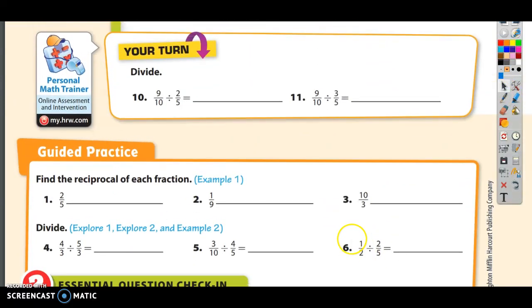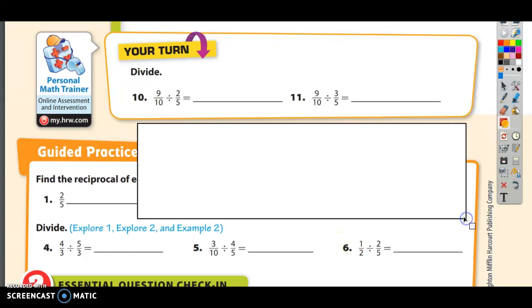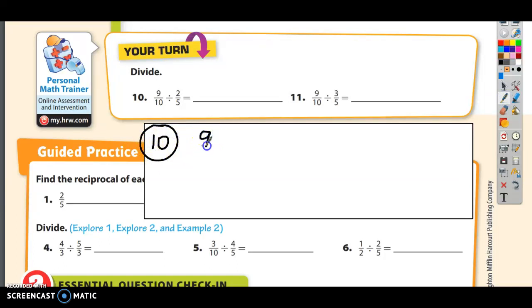Alright, let's check out the page, your turn at the bottom of the page. If you think you're ready for these, great. You can pause the video, try these two problems, and play the video when you're ready to check your answer. Number 10. 9/10 divided by 2/5 is the same thing as 9/10 times 5/2.